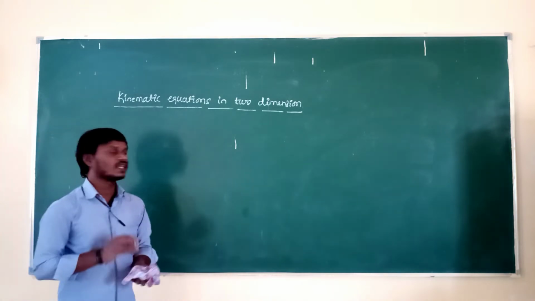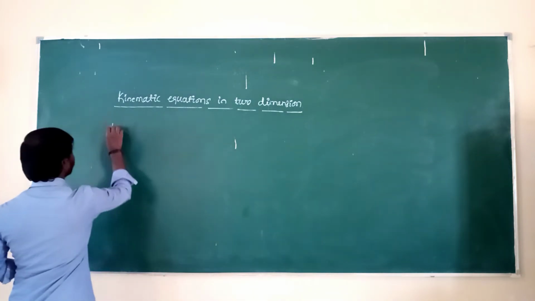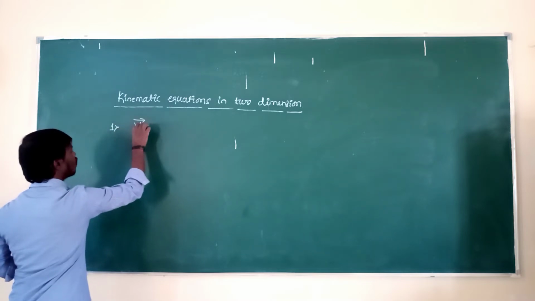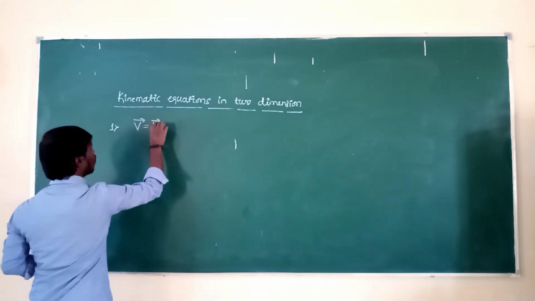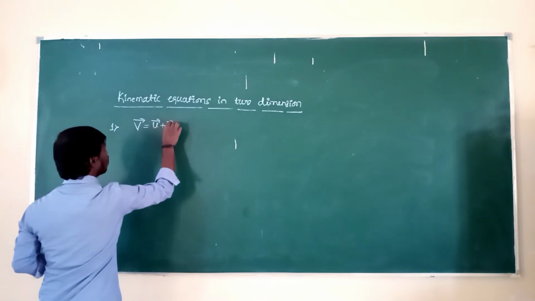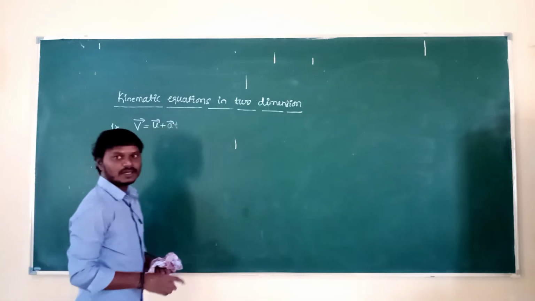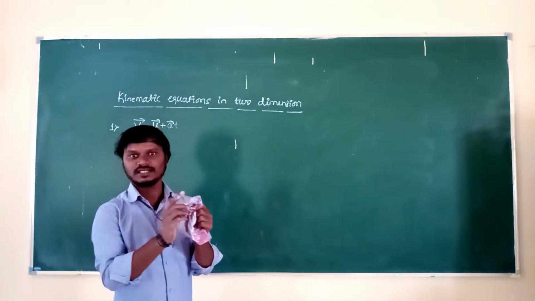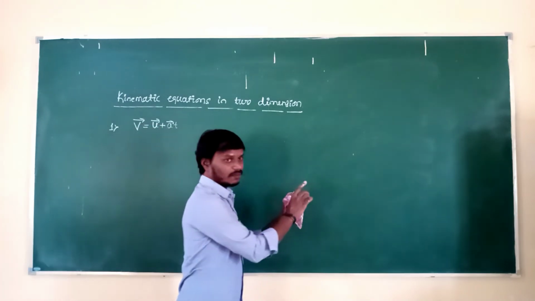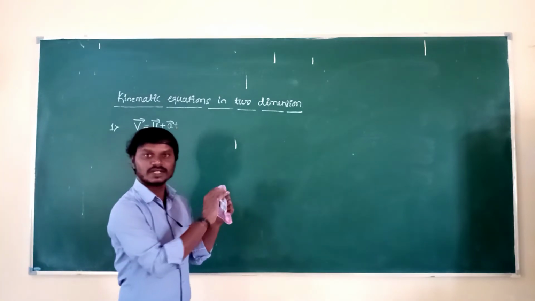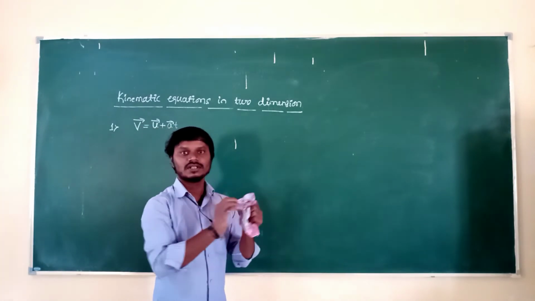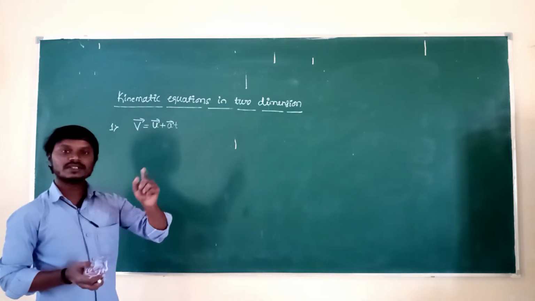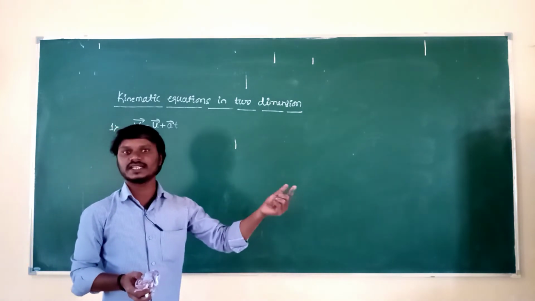See here, what is the first kinematic equation? That is vector V is equal to vector U plus vector A into T. But in case of one dimension, we are going to consider only one direction. That may be forward direction, backward direction, upward direction, or downward direction. But in case of motion in a plane, we are going to consider both x and y directions.